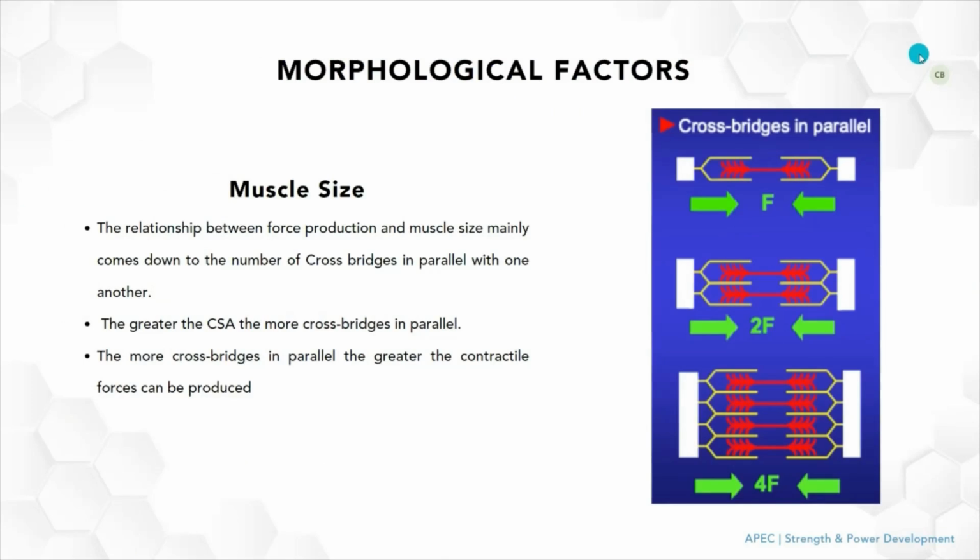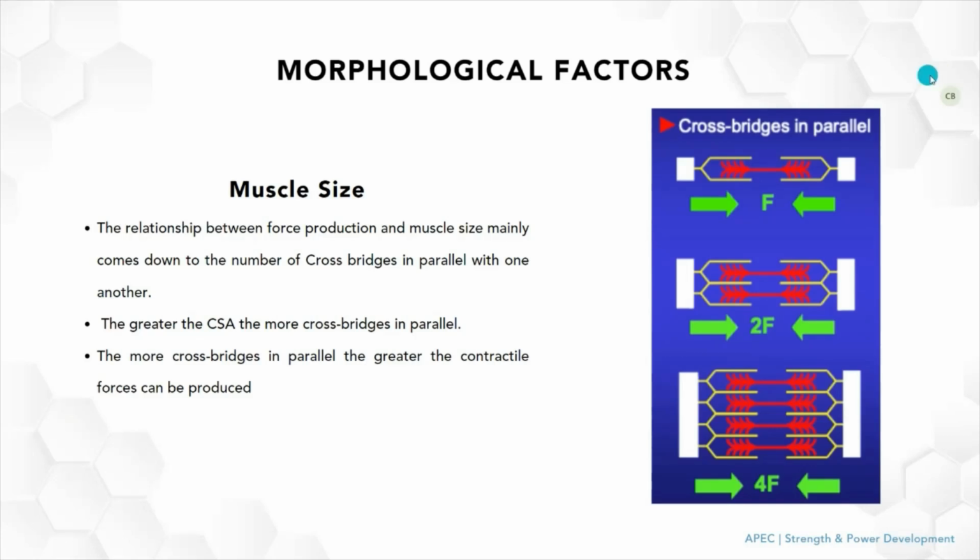So if we first look at the morphological factors, the first one to consider would be muscle size. The relationship between force production and muscle size mainly comes down to the amount of cross bridges in parallel with one another. So remember, with cross bridges, we're looking at the myofilaments actin and myosin and how much of them are side by side. So this is where your understanding of anatomy and physiology really comes into play.